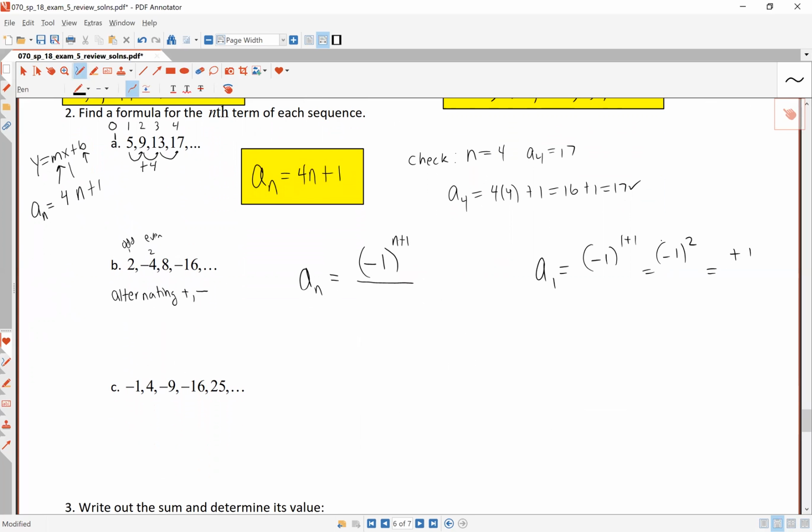And then the next part of it, we're doubling each step. We're multiplying by 2. The first one is 2 to the first. The second one is 2 squared. The third one is 2 cubed. So the numbers are times 2 to the n.